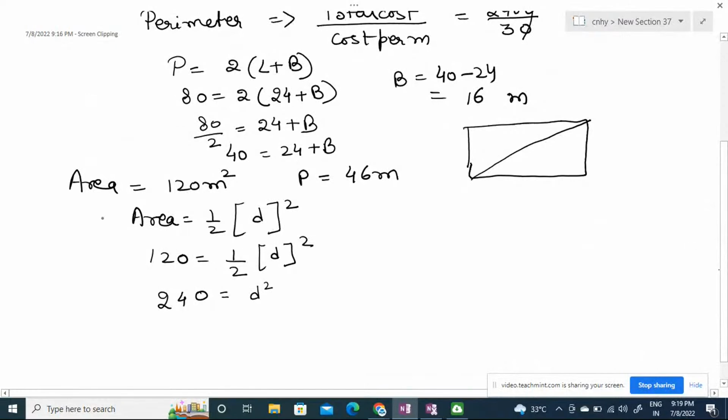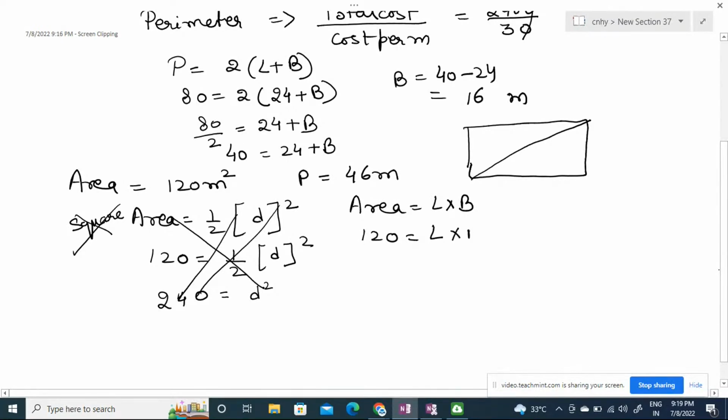No, this is the relation for the area of a square, not the rectangle. So this formula cannot be used for a square. Listen, I'm going to explain. Listen attentively. This is a new format. So 120 is equal to length into breadth.